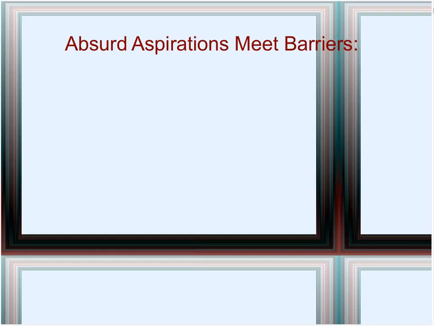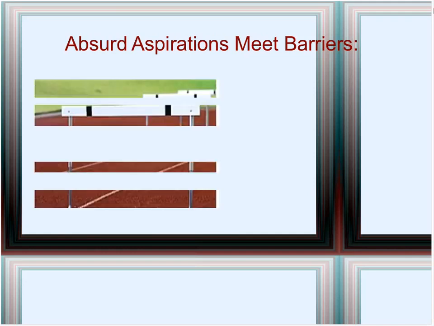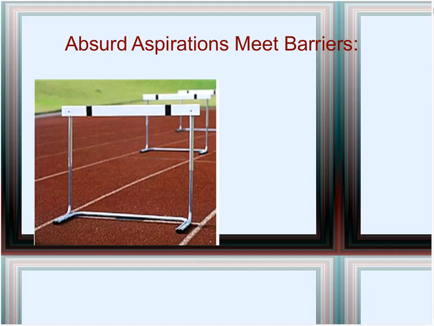When you set absurd aspirations, you're going to meet barriers. You have to figure out how to jump over those hurdles or around them or under them, and one way was to look at data and predict what barriers we might be facing. We did that reasonably well sometimes, and sometimes we were caught off guard.